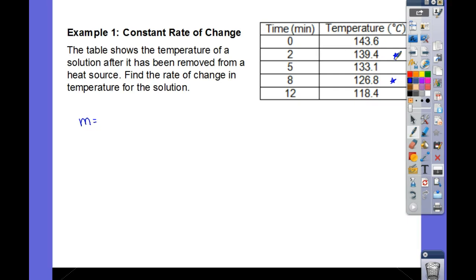So I picked 8 minutes, so the starting temperature is 126.8. That's your Y value. We're going to subtract from it the 139.4. And this corresponded to 8 minutes, so we're going to subtract from it 2 minutes. So the change in temperature is being divided by the change in time. Our time change was 6 minutes. Our temperature change was negative 12.6.